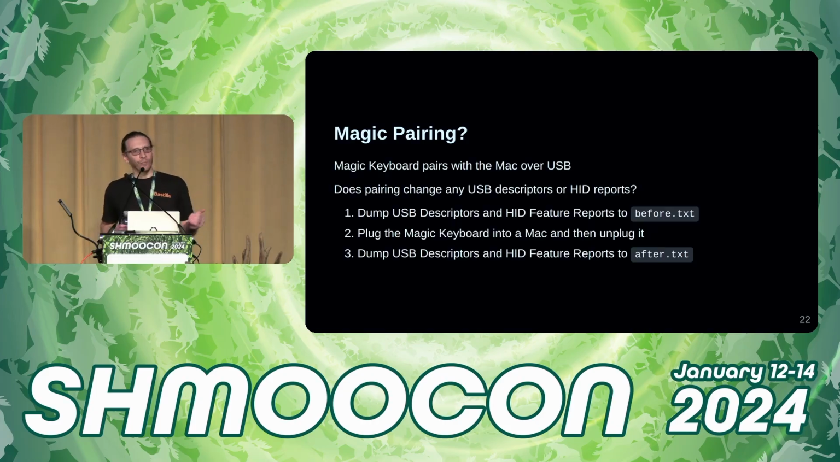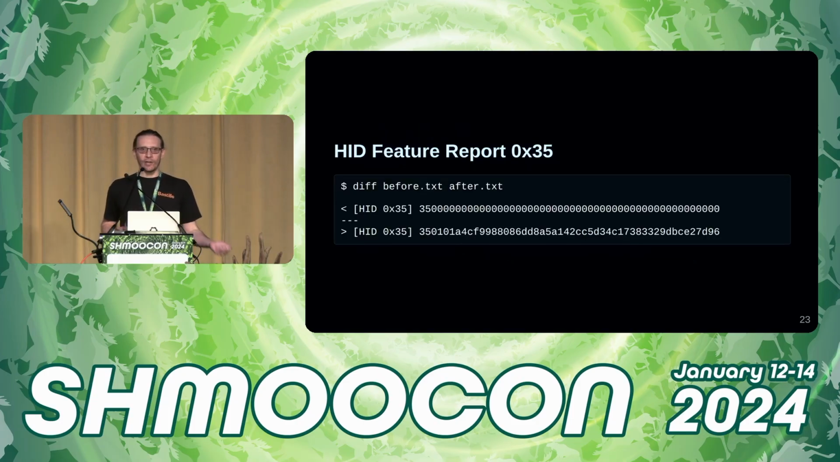So I started by dumping all of the HID reports and USB descriptors from the Magic Keyboard to a text file. I then plugged it into the Mac, unplugged it, and dumped the reports and descriptors again. And then I just diffed those text files to see what had changed. And there were a lot of things that were changed by a bit flip here or there, or some counters, or some minor state information. And it was mostly innocuous, except for this HID feature report 0x35.